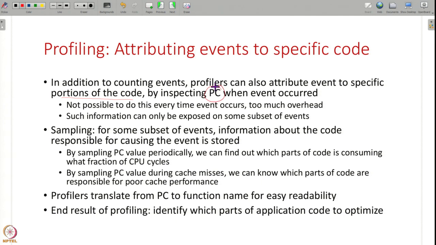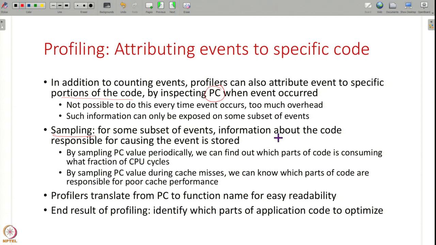So, now it will help me identify that the cache miss is caused by this part of the code. Of course, these events occur at a very high frequency. So, every time an event occurs, you cannot store the program counter somewhere, that will be too much overhead. So, what these profilers do is they sample. For every 100 cache misses, I will see what the program counter value is, something like that.